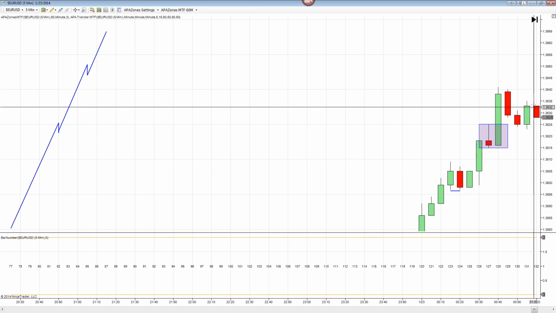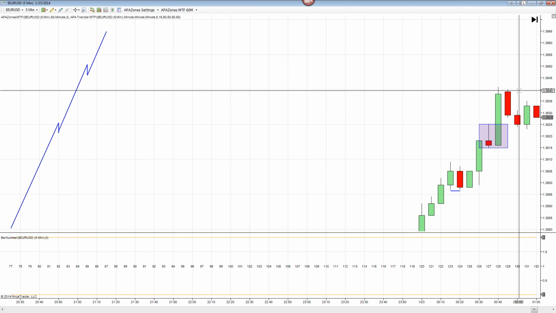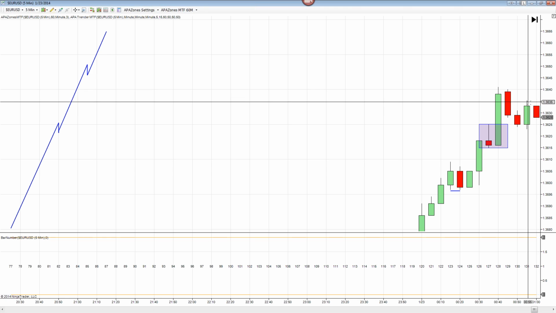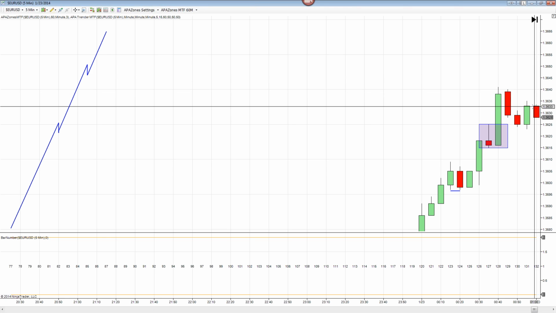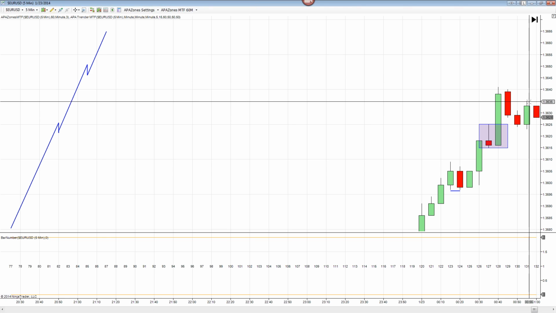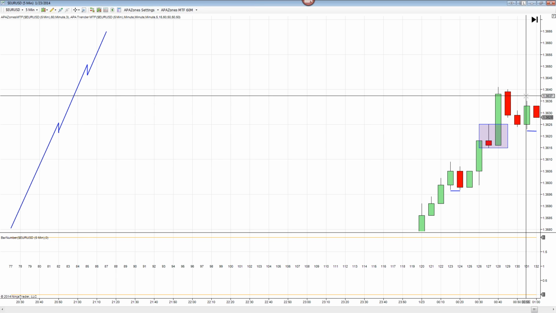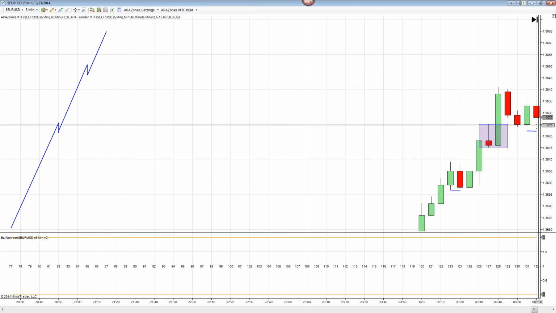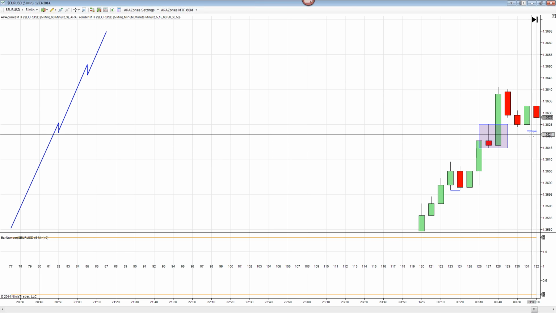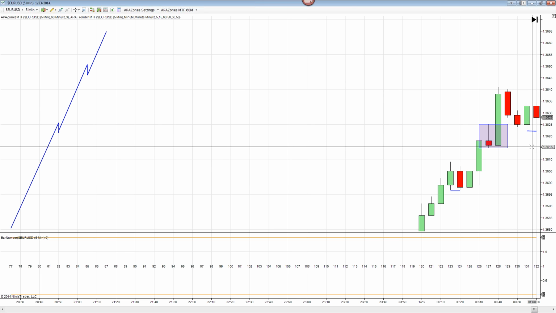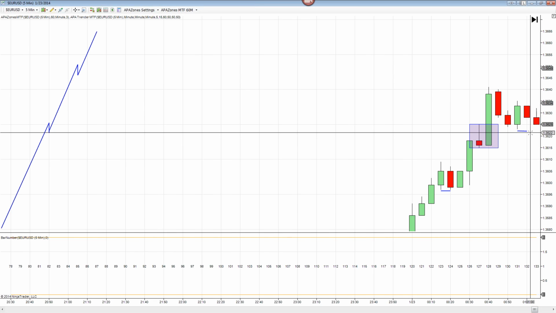Now this is a red bar, and since there wasn't a continuation to the upside, this could be an area for a particular short just below this level here. Okay, because we've had a new high, and this green bar is a failure to break the high, and now I'd be looking possibly at a short below this point. So let's see what happens.